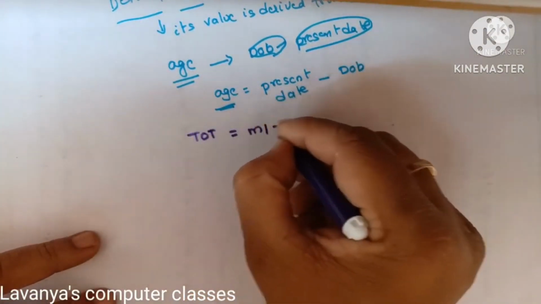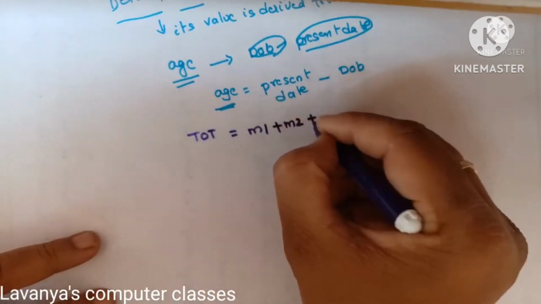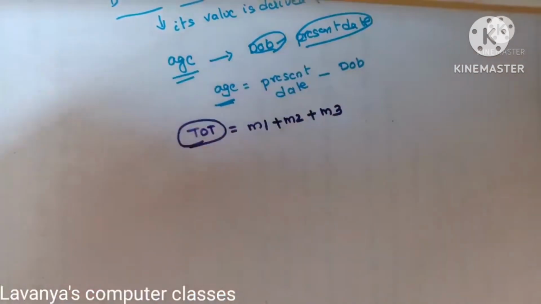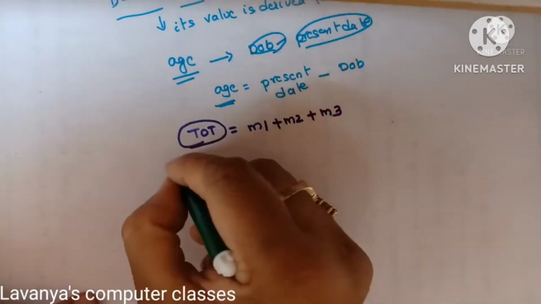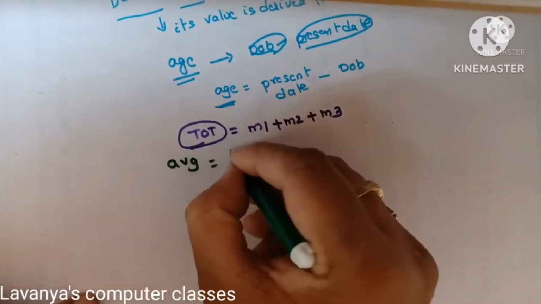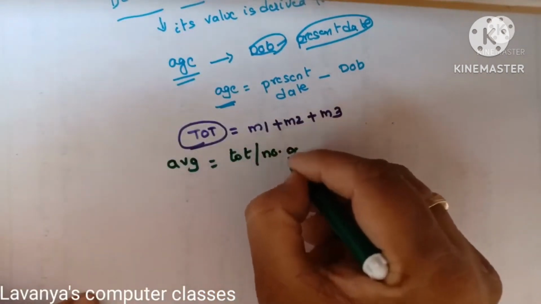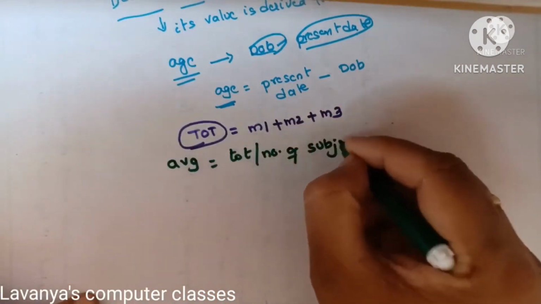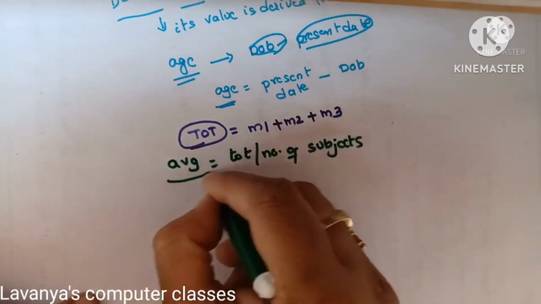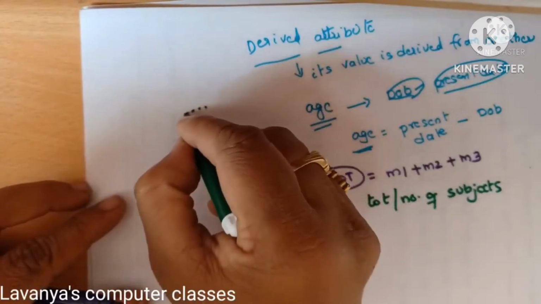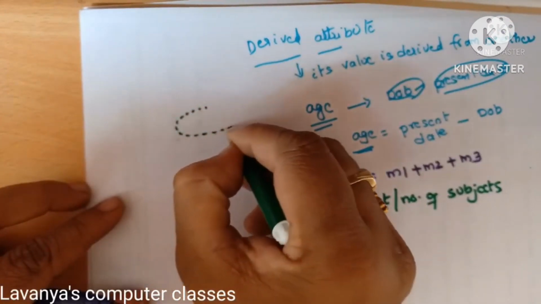Like total. How can you calculate the total marks of a student? We can get marks in the first subject plus marks in the second subject plus marks in the third subject, then we get total marks. So total is a derived attribute. Similarly, average. How to calculate average? Total marks divided by number of subjects. Without knowing total marks and number of subjects, it is not possible to derive the value of average.